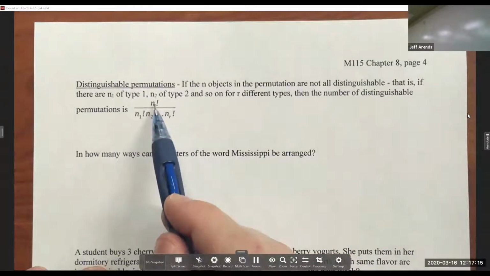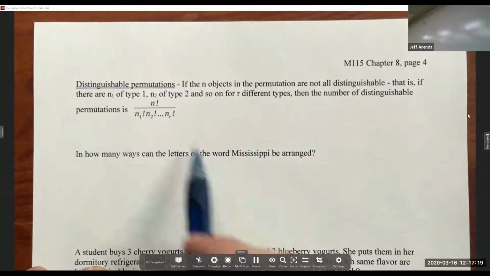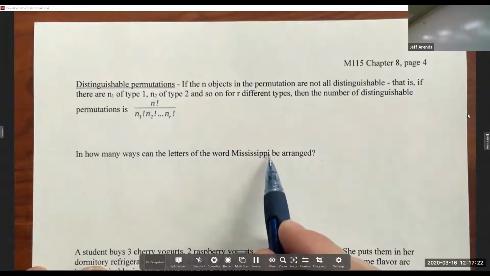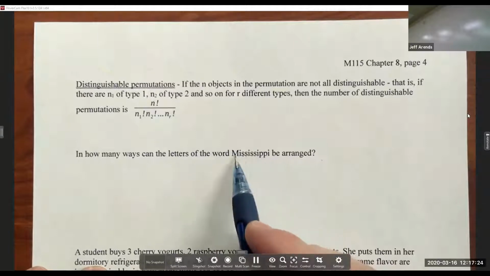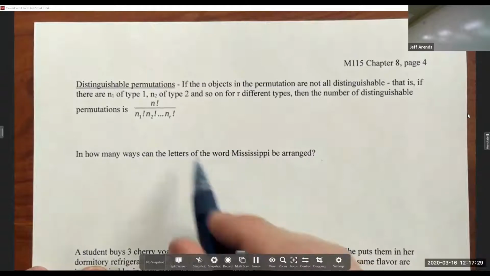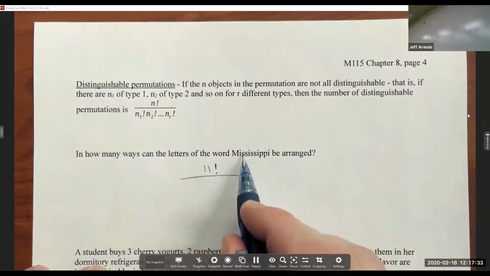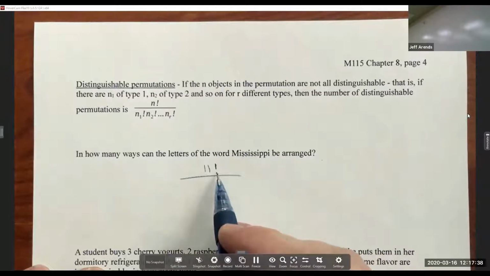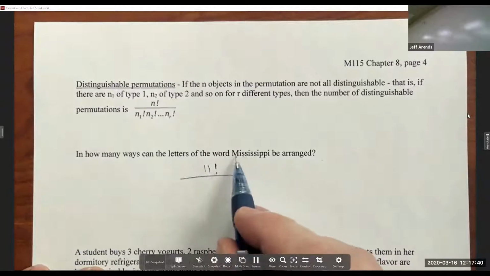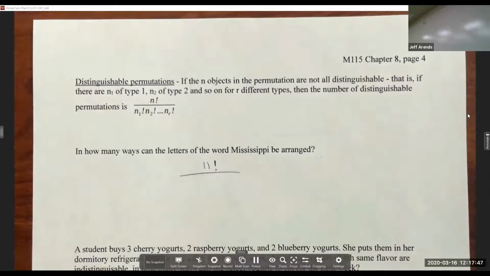So in this case, we're going to start off with a factorial. We're going to say n factorial, where n is the number of letters in the word. So 1, 2, 3, 4, 5, 6, 7, 8, 9, 10, 11. There are 11 letters here. So we're going to start off with 11 factorial. If I could tell the difference between all the letters, between all the various S's and the various I's, I would stop there. I would say there would be 11 factorial ways to arrange this: 11 ways for the first letter, 10 for the second, and so on, until I've put all the letters.